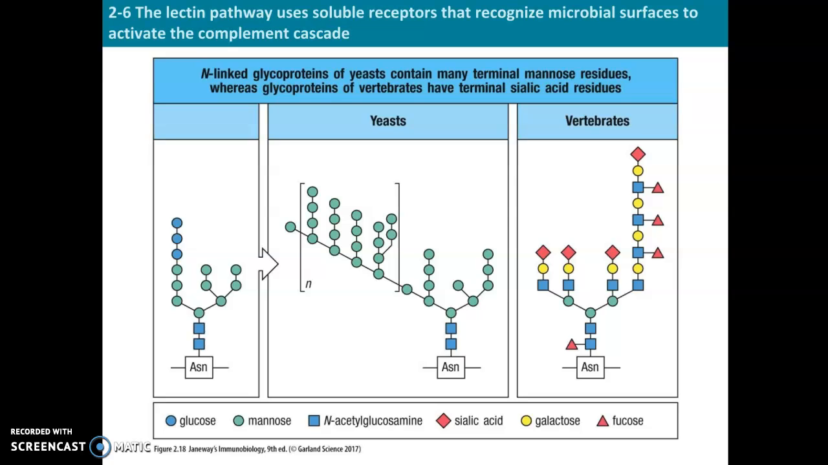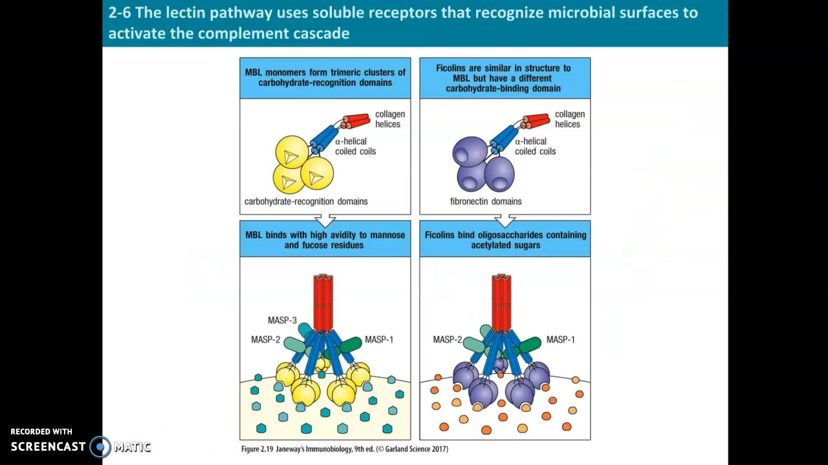They look different, and because of that, they can be recognized by either MBL or Ficolin. Ficolin and MBL have very similar structures in that they've got collagen helices that bind to each other. That collagen helix binds to an alpha helix, and so then those will bind to each other.